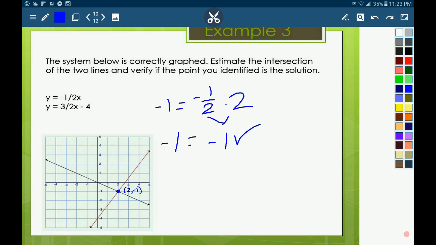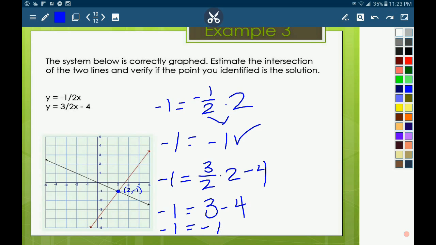Now I need to check it in the second equation. Well, y was -1, so -1 is equal to 3/2 times x, which is 2, minus 4. If you were to type 3/2 times 2, you're going to get 3. So I've got -1 equals 3 minus 4. Well, 3 minus 4 is -1, so that's also true. So since the coordinate 2, -1 worked in both equations, that means that that is definitely the solution.